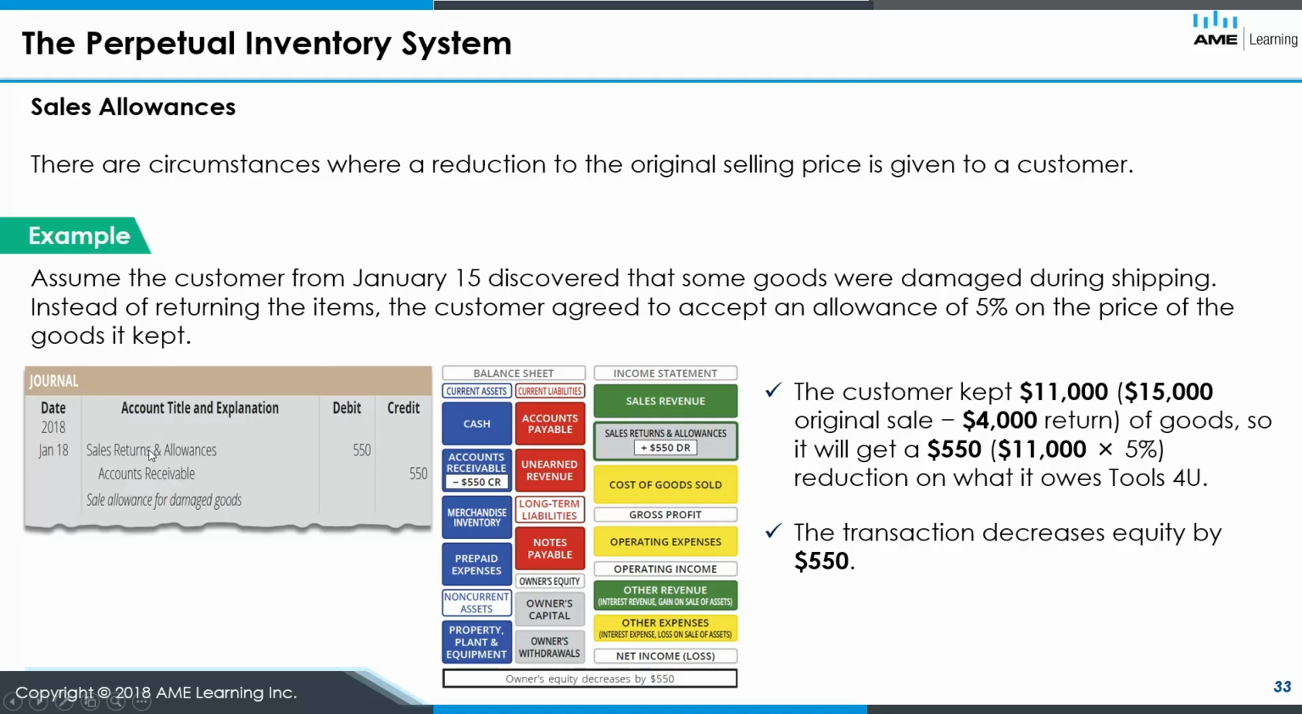And then we again use that contra revenue account, and we debit that for 550. That'll reduce our sales revenue. And then we just reduce the accounts receivable because they're not going to pay us that portion. That's what we're saying to them, is you don't have to pay us the full amount due that you originally were going to. You can take 5% off of that, essentially. So you can pay us 95% of the original agreed upon price.